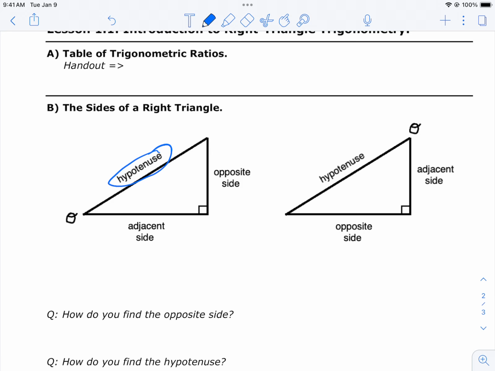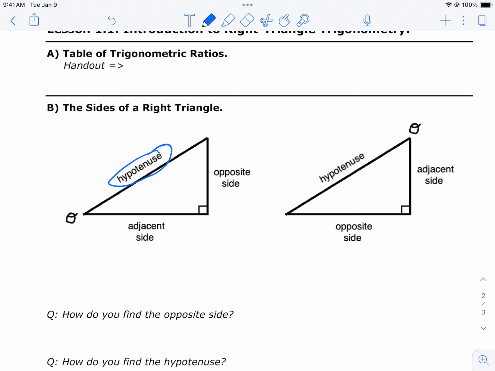Cool. Okay. You could also look at it as the side that's across from the 90 degrees. If you ever have any doubt, like if two sides look like they're almost the same size, which one's the hypotenuse? It's the one that's across from the 90 degrees. Okay, so just remember that. That's the hypotenuse. That's the easy one.